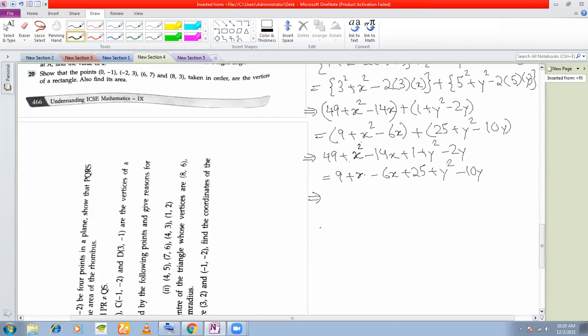So let's write x square and x square here. So you have 49 on the left hand side. You have 49 plus x square minus 14x plus 1 plus y square minus 2y. Now I take everything from the right hand side to the left hand side. So it becomes minus 9 minus x square plus 6x minus 25 minus y square plus 10y is equal to 0. So I've made the right hand side 0.